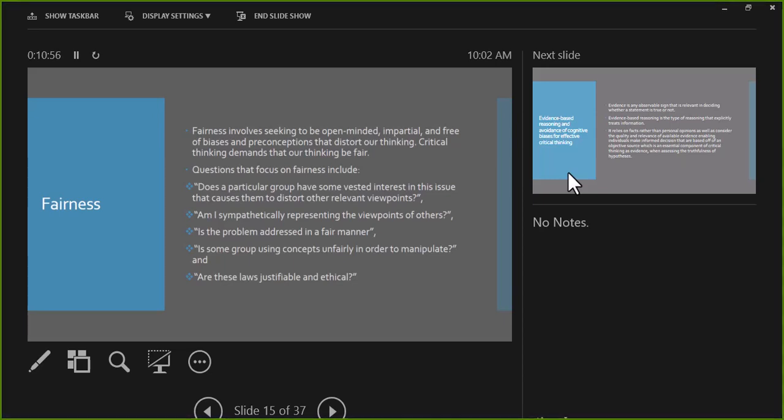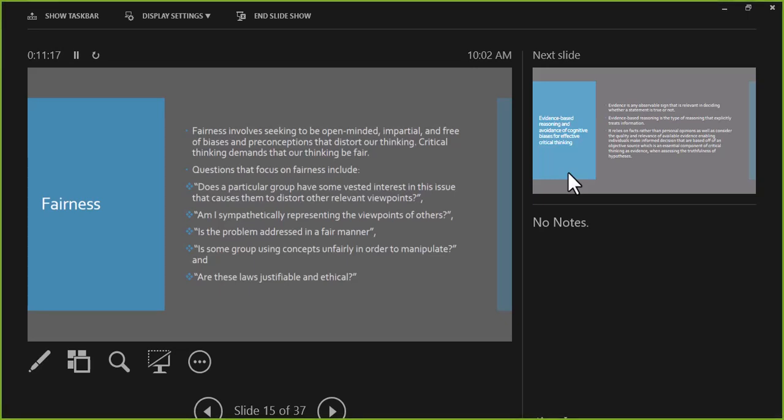The questions that focus on fairness are: Does a particular group have some invested interests in this issue that cause them to distort other relevant points of view? Am I sympathetically representing the viewpoints of others? Is the problem addressed in a fair manner? Is some group using concepts unfairly in order to manipulate the judges as well as the people? And are these laws justifiable and ethical?